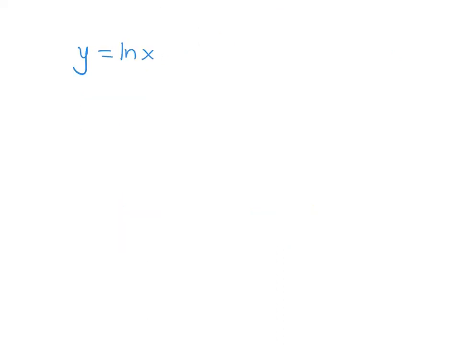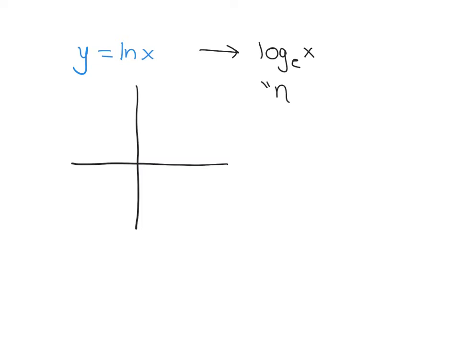All right, let's look at the graph of y equals ln of x. We talked about this briefly yesterday, what ln of x is. What it means is log base e of x. We never write it as log base e of x. We write it as ln of x. It's the natural log function.